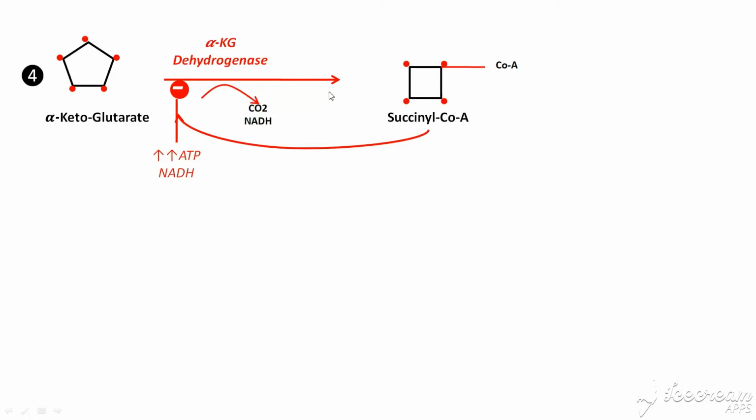Now, this is an irreversible reaction. And like we said before, any irreversible reaction is going to be regulated. So if ATP and NADH increase in the cell, they're going to inhibit alpha-ketoglutarate dehydrogenase. And succinyl-CoA, when its levels rise, is also going to have negative feedback inhibition on alpha-ketoglutarate dehydrogenase.